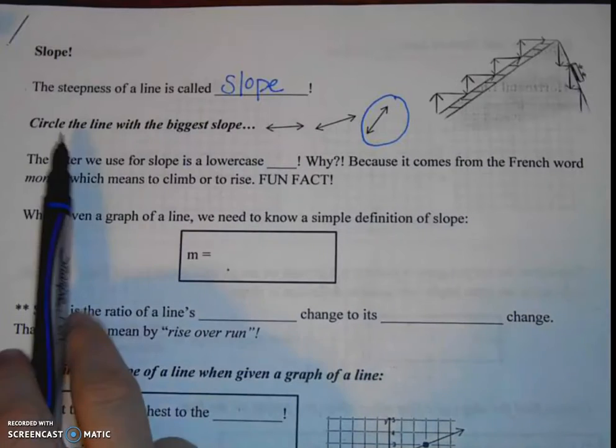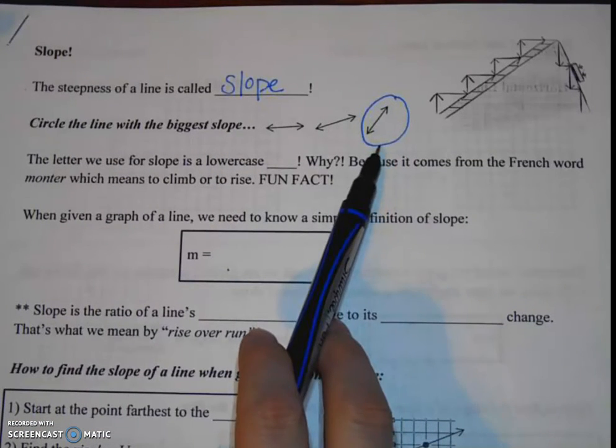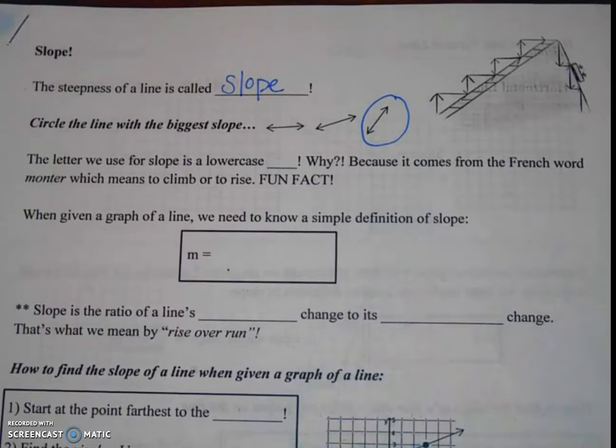So if we were to circle the line with the biggest slope, we would circle this last line here because it is the farthest tilted. Okay, it has the most tilt to it. It tilts the farthest up. That is the biggest slope.